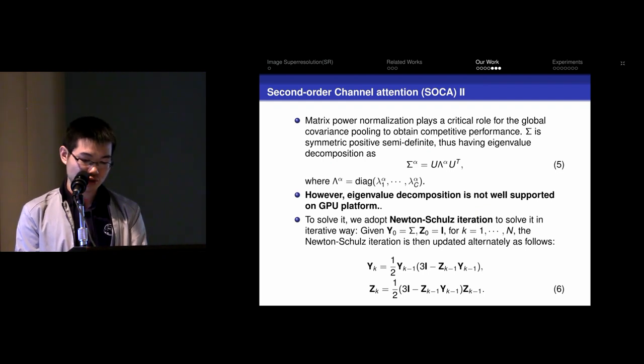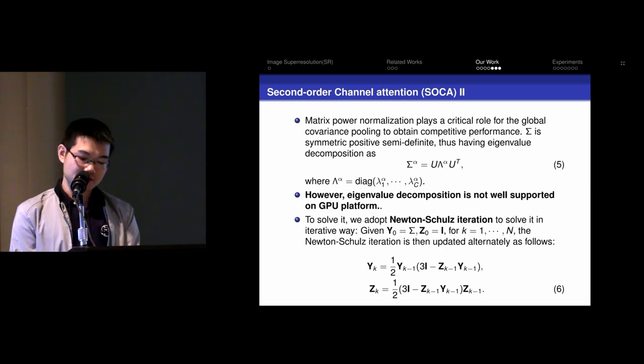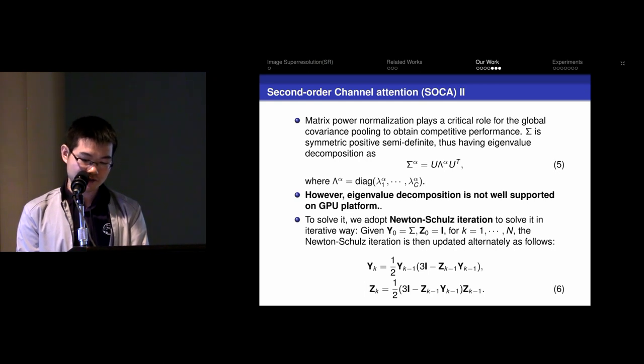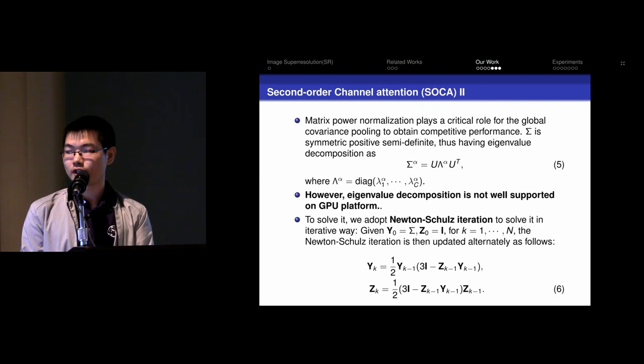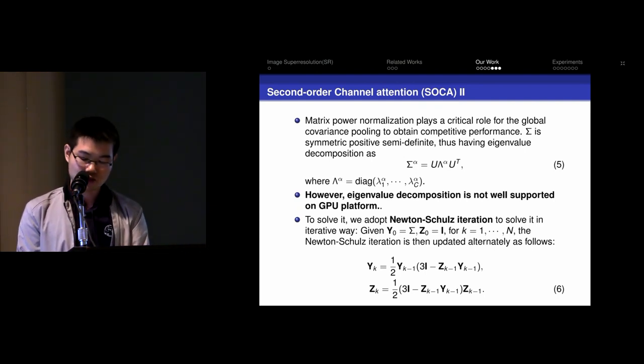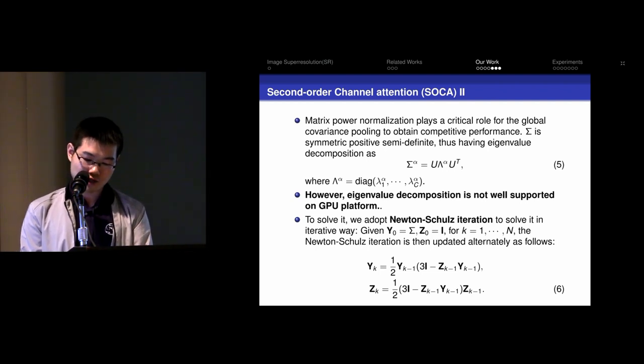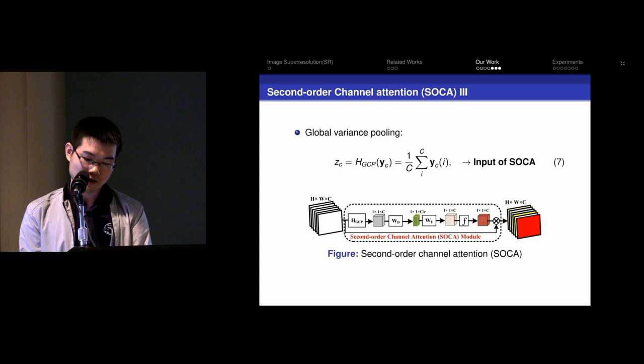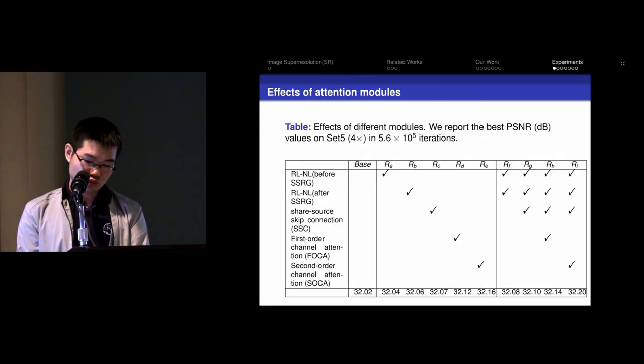As previous studies also show, matrix power normalization plays a critical role for covariance pooling. Since the covariance matrix sigma is symmetric positive semi-definite, we can have the eigenvalue decomposition. However, eigenvalue decomposition is not well supported on existing GPU platforms. So to solve this problem, the eigenvalue decomposition can instead be computed by the Newton-Schulz iteration in matrix multiplication. At last, we perform the global covariance pooling and append the repetition of the features as the input of our second-order pooling to learn the weight vectors.